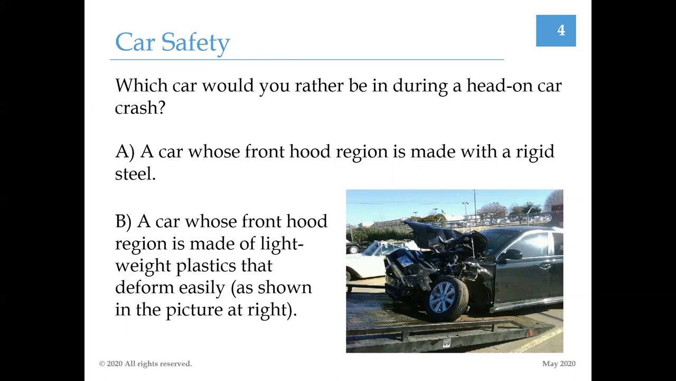However, it's actually kind of counterintuitive. There's a reason that cars are often made out of those lightweight plastics in the front, and it's because it's actually beneficial for the car to be able to deform easily in a car accident. If I have a rigid steel car and it can't deform, we're going to see a little bit later in this lecture what that actually does to your body within the car. So for this case, it is better to be in car B. The lightweight, easily deformable plastic is actually a safer situation to be in.